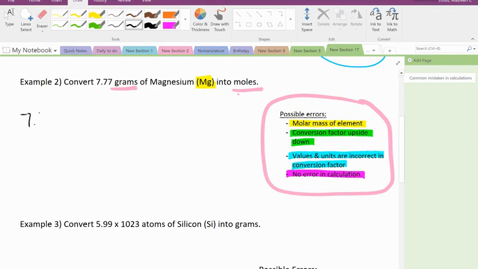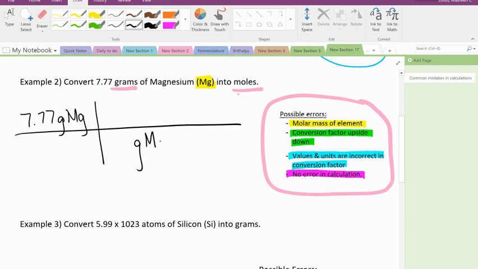So if I start with 7.77 grams of magnesium, I always want to make sure that in the bottom of my next step in my factor label, I also have grams. And I'm going to make sure I'm labeling both the unit and the substance. So I have grams of magnesium. I am trying to get to 1 mole of magnesium, and I can do that in 1 step.